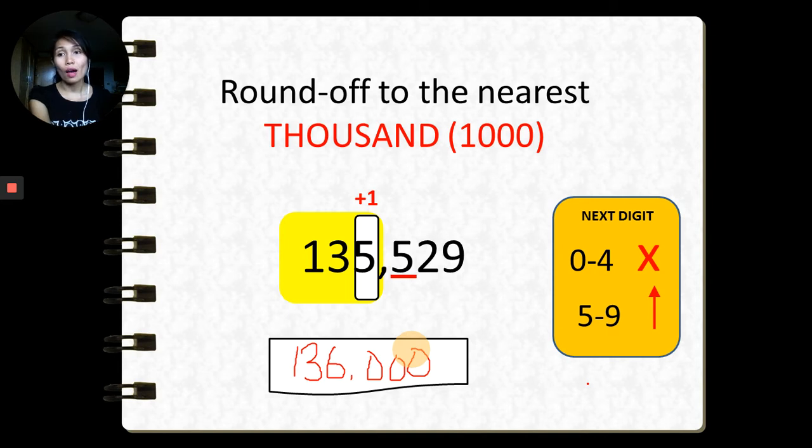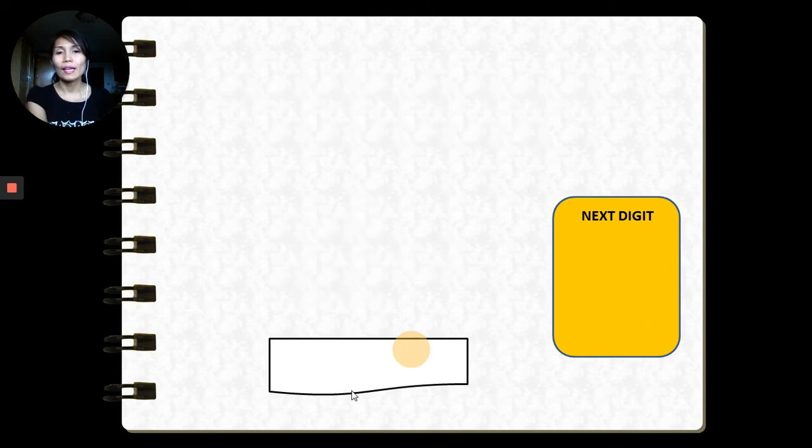135,529 is rounded up, not down. We rounded up, that's why we added 1, because 135,529 is closer to 136,000 than 135,000. Okay, so let's try this with decimals.